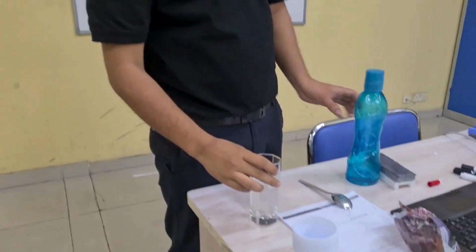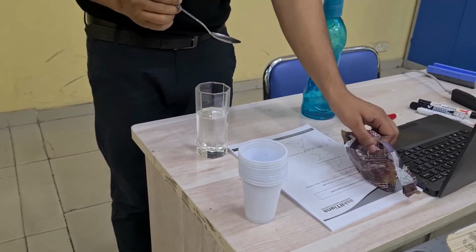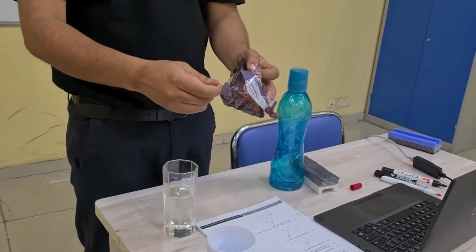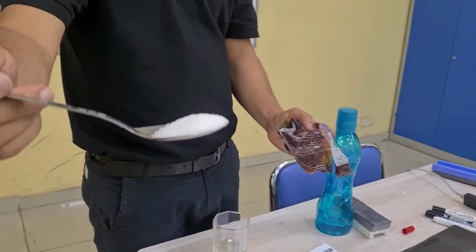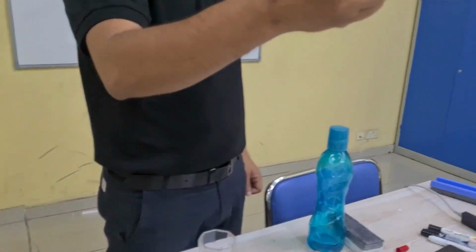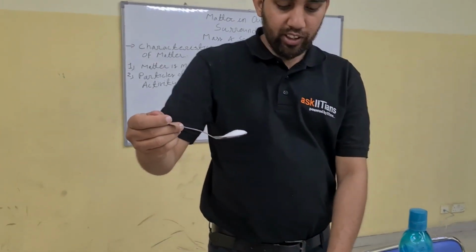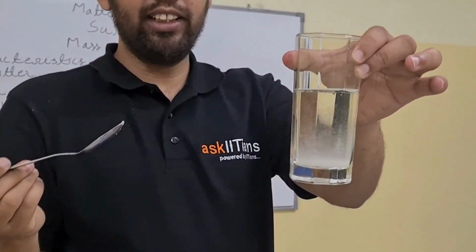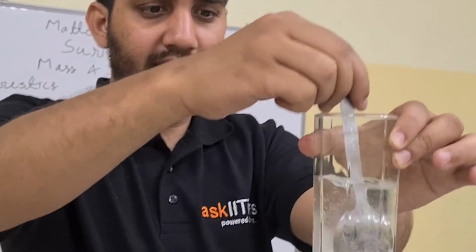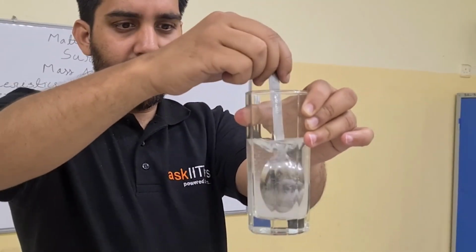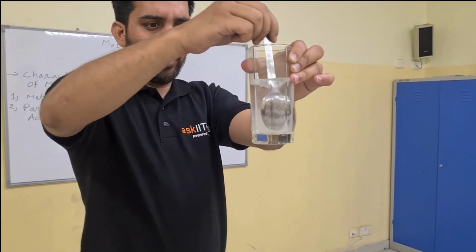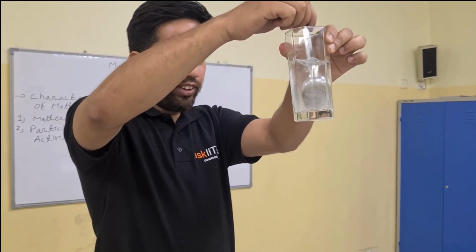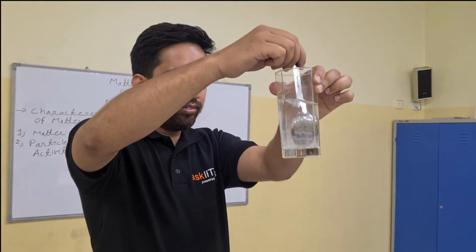Now we are going to put one spoon of sugar into it. This is sugar, white sugar we have taken, and now we are going to put it into this water. You can see the sugar is going into the water. Now we are going to stir it.